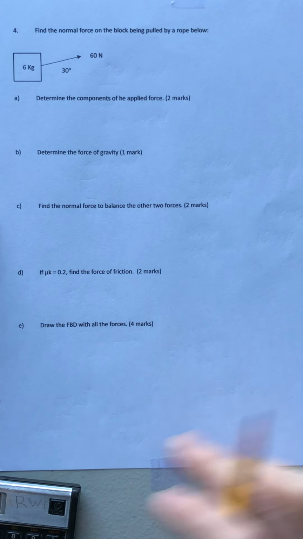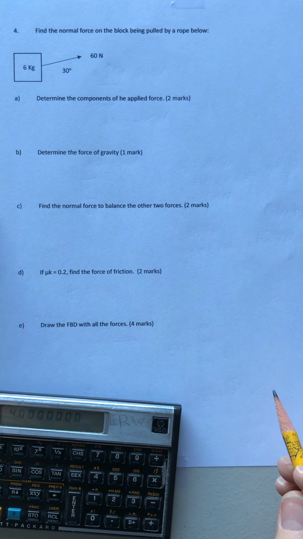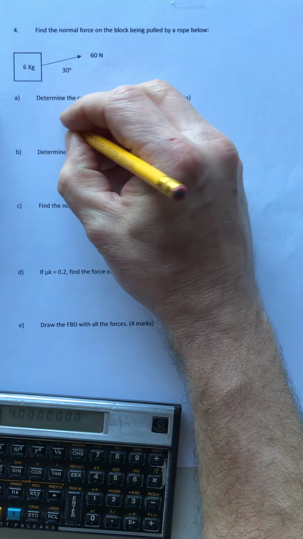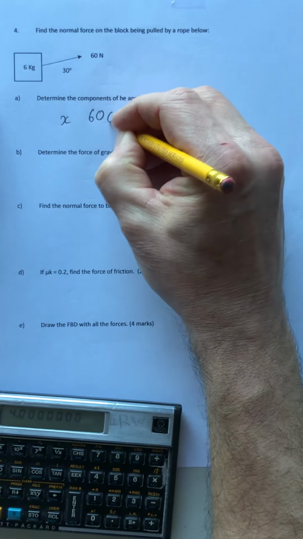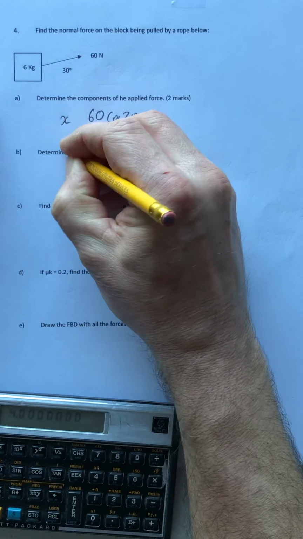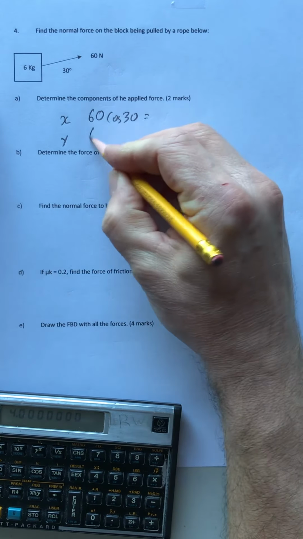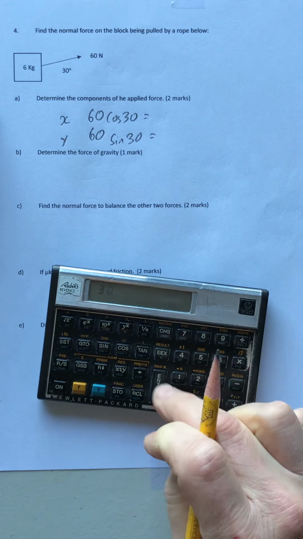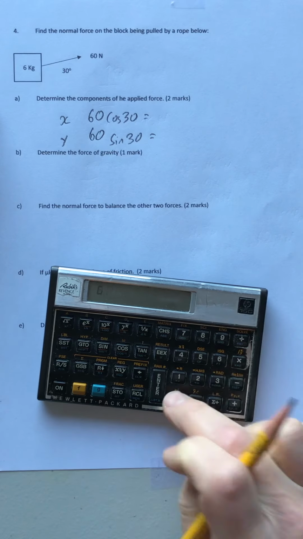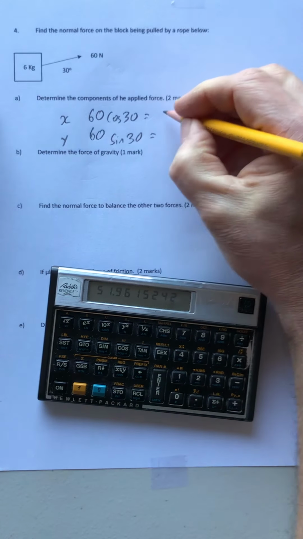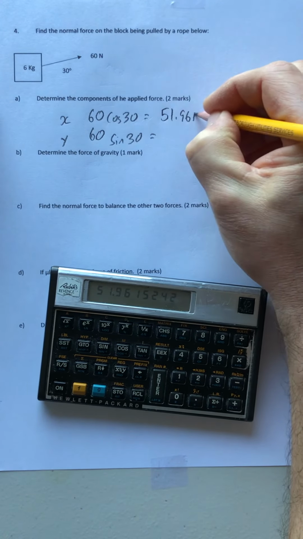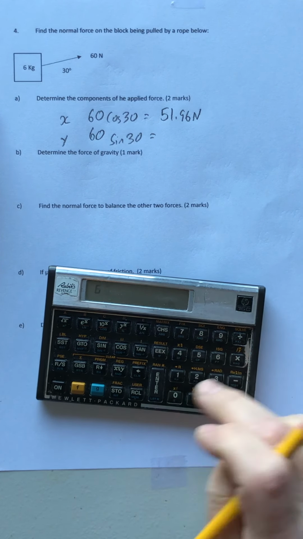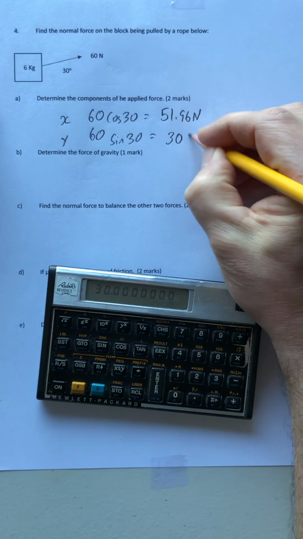Next page. This one's broken down into pieces for you. So first thing, they give a force on an angle. I say break it into the components. So x is cos, so that would be 60 cos 30. And y is sine, so that'll be 60 sin 30. So cos 30 times 60 is 51.96. I'm pretty sure sin 30 is a half. Yep, times 60, it's 30 newtons.